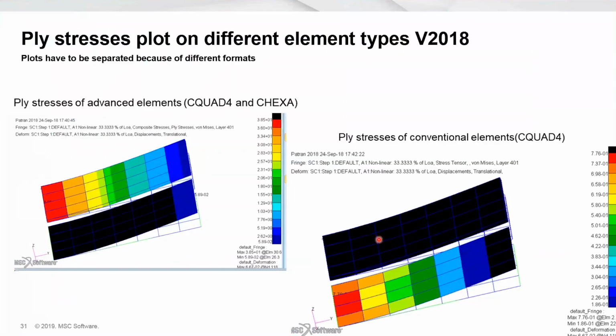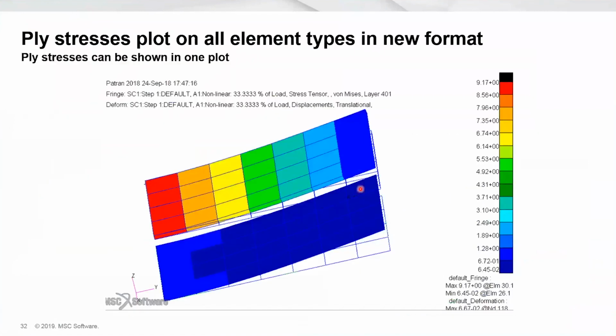As you can see here, before we used to have different von Mises output for advanced elements, CQUAD4 and CHEXA here, and then the von Mises stresses for conventional elements, CQUAD4. And now we can plot the von Mises stresses for all element types in the new format as shown here.